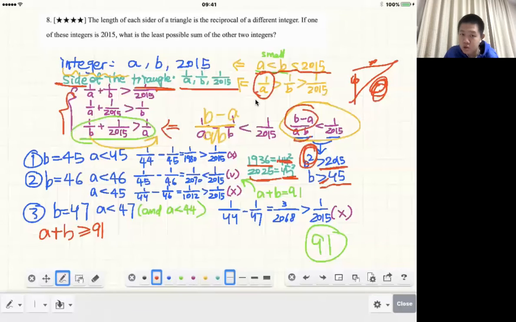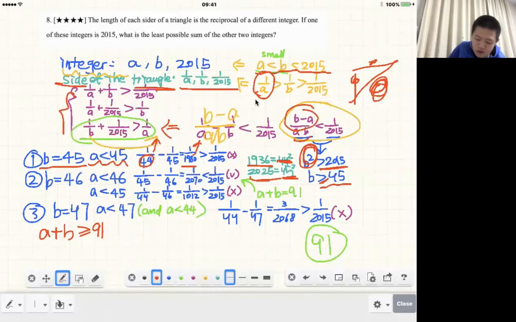For this, you just start testing. First start with b equals 45, and a is smaller than 45. Starting from a being 44 and b being 45, you have 1 over 44 minus 1 over 45. This gives you 1 over 1980. That is definitely greater than 1 over 2015. And when you have a smaller a, like 1 over 43, or even 1 over 1, this number is going to increase, so this will always be greater than 1 over 2015. So this does not apply in this situation.